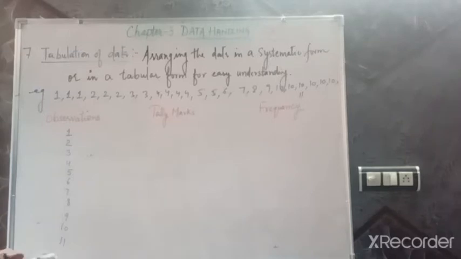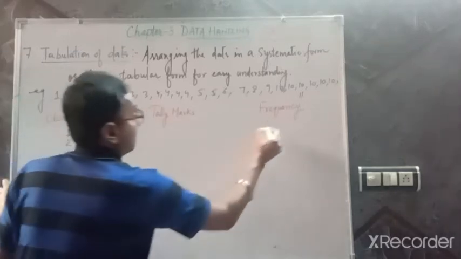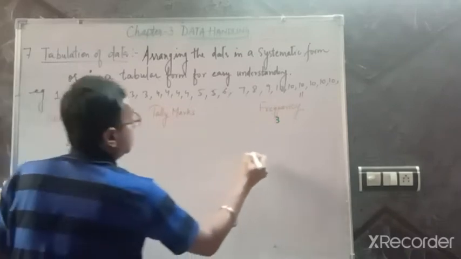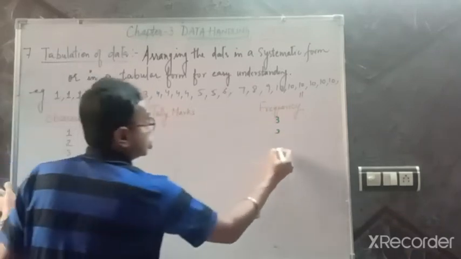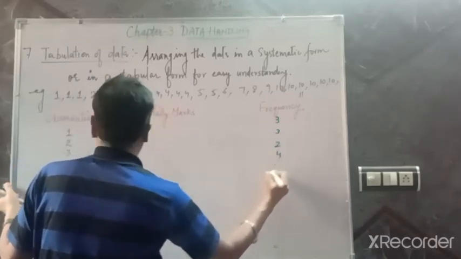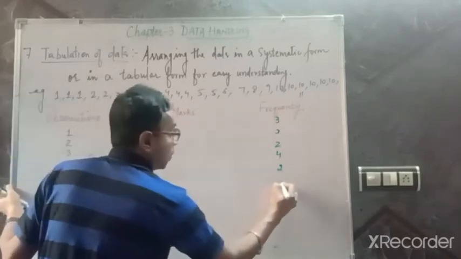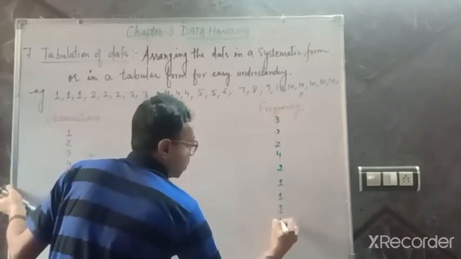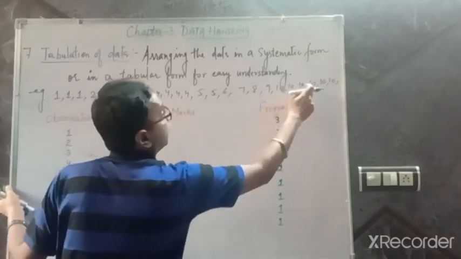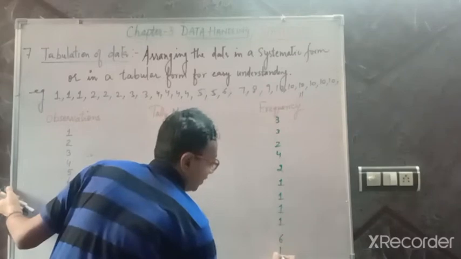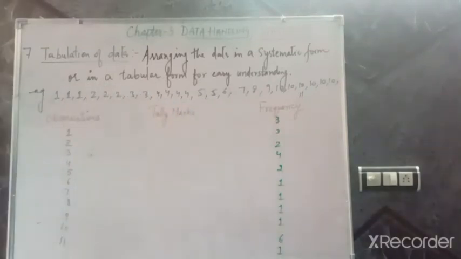Now after that you'll write the frequency. What is the frequency of 1? 3. Frequency of 2 is also 3. Frequency of 3 is 2. Frequency of 4 is 4. Frequency of 5 is 2. Frequency of 6, 7, 8, 9 is 1, 1, 1, 1. Frequency of 10 is 6, and frequency of 11 is 1 again. Are we clear? Now how to write tally marks, that is important. Tally marks are straight lines, straight bars, which represent the count of a frequency.